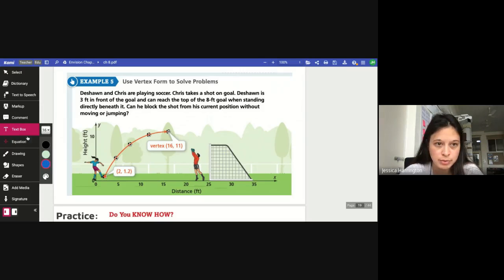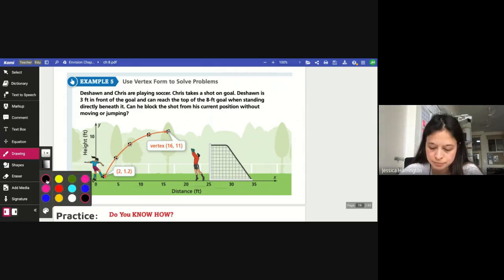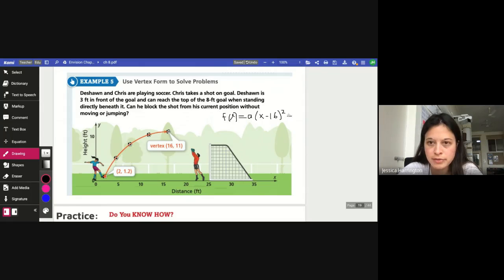So let's start with writing our function in vertex form. f of x equals a, then it's x minus h squared. Well, what's h? h is 16. So x minus 16 squared, and then k is 11, so plus 11. So there's our vertex form. We know everything but a, so we need to solve for a.